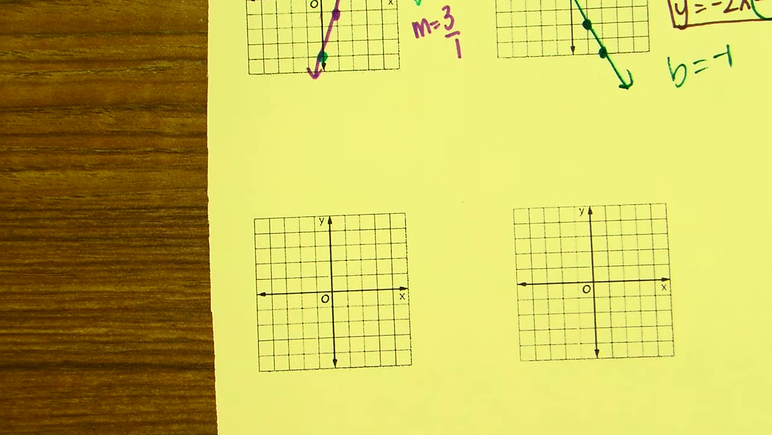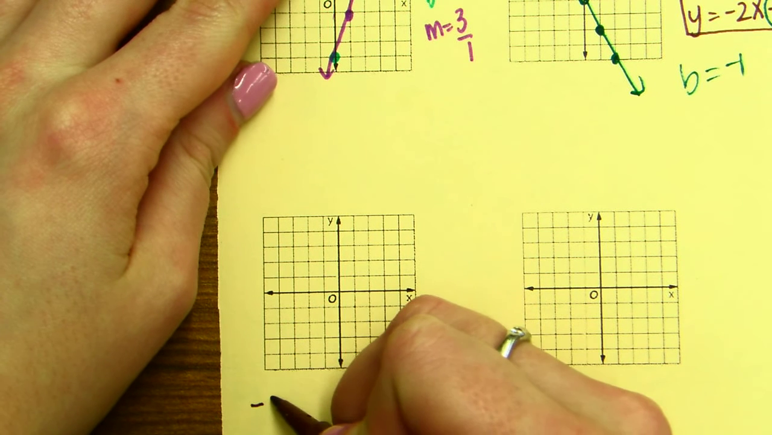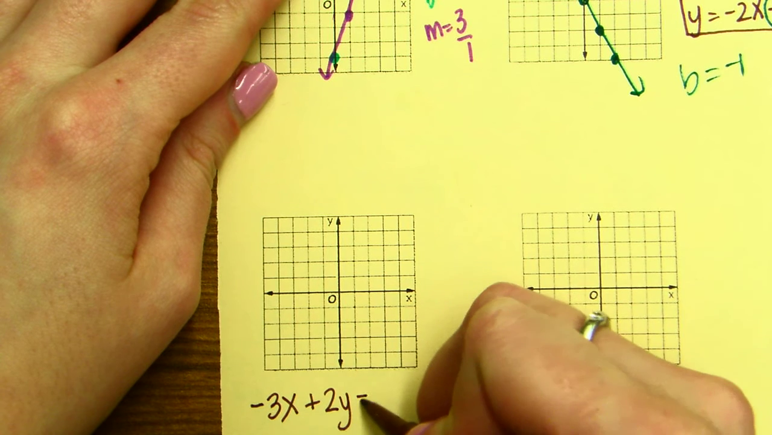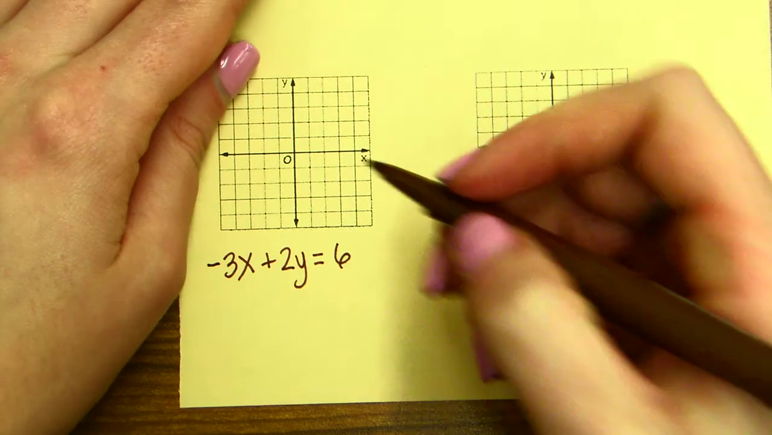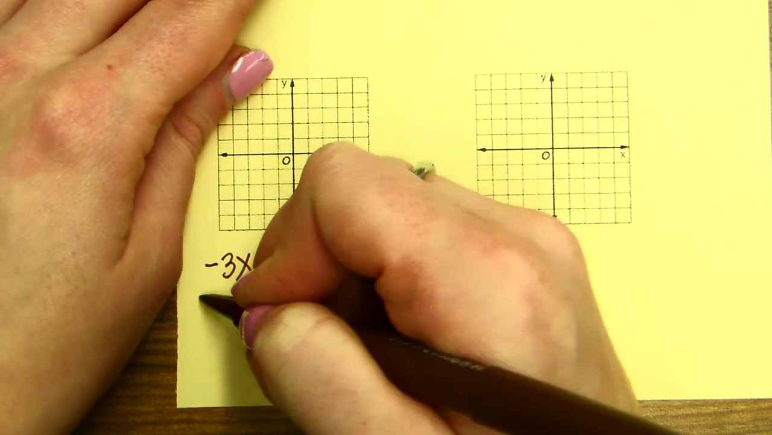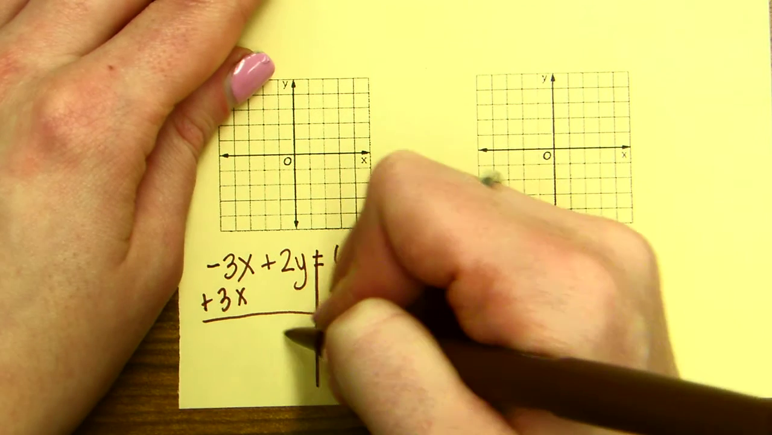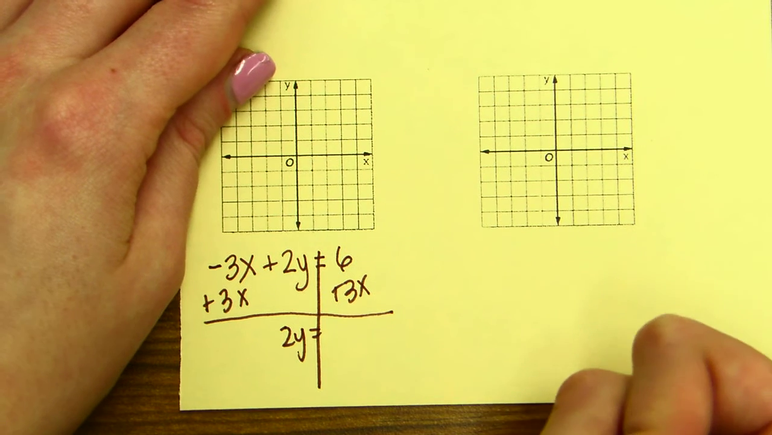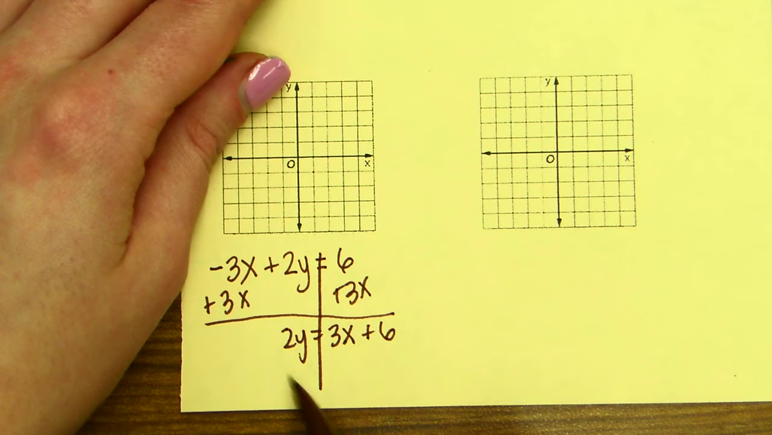Okay, my next equation is going to be, let's do negative 3x plus 2y equals 6. Remember, I have to have the y by itself before I can graph it, so I want to get rid of this negative 3x, so I'm going to add it to each side. So I have 2y equals, I can't combine those because they're not like terms, and I'm going to write the one with the x first because I want it to be in slope-intercept form.